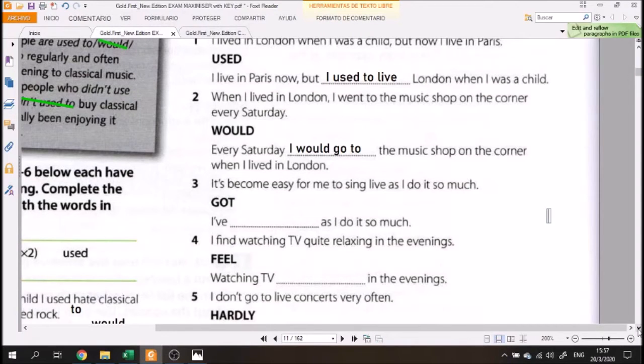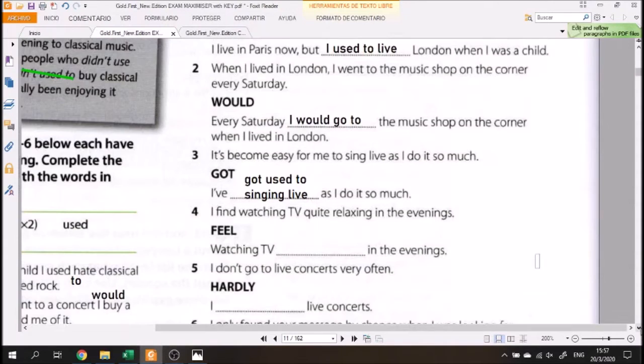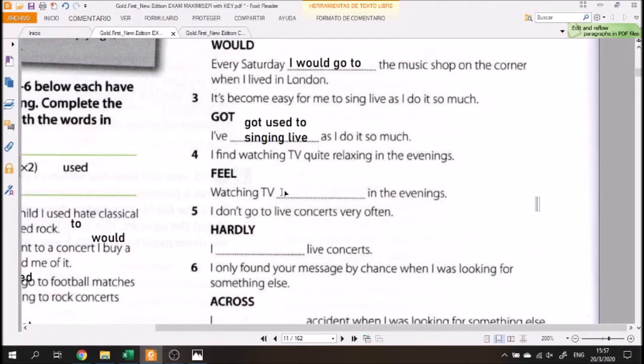Number three. It's become easy for me to sing live as I do it so much. Sorry about that. I've got used to singing live as I do it so much. Good. I've got used to singing live. Remember, when we use this structure, we need to use an ing form after to. That's important.